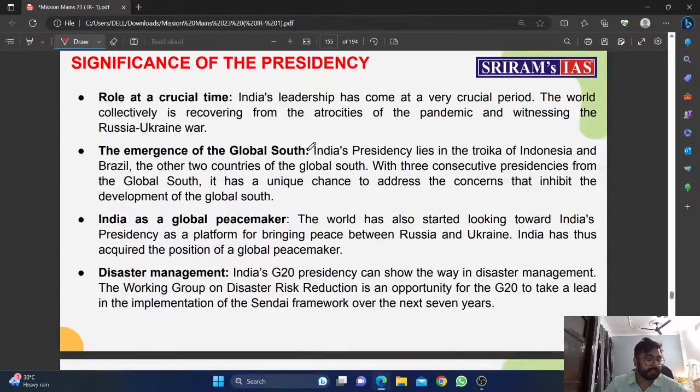Okay, then significance: how will this presidency of G20 help India? Now first, the role at a crucial time. Right now, India's leadership has come at a very crucial time. Why? Because right now the world is very much divided on one common conflict, the Russia-Ukraine war.